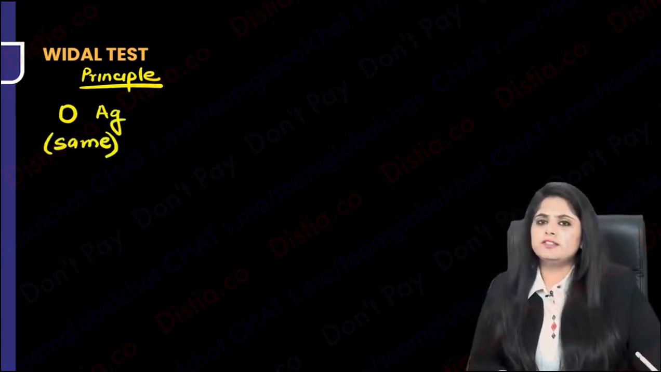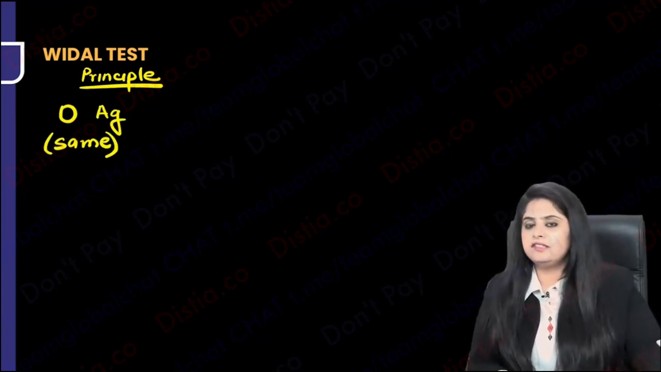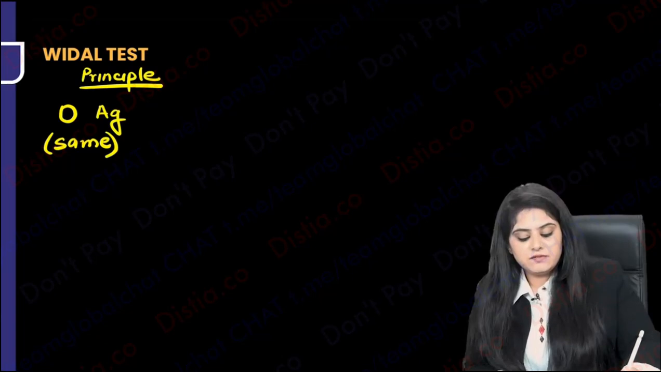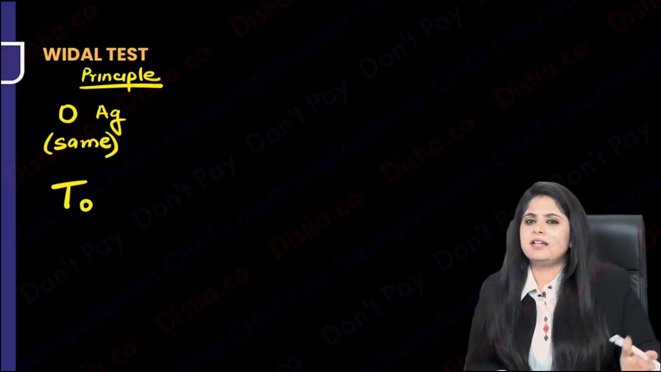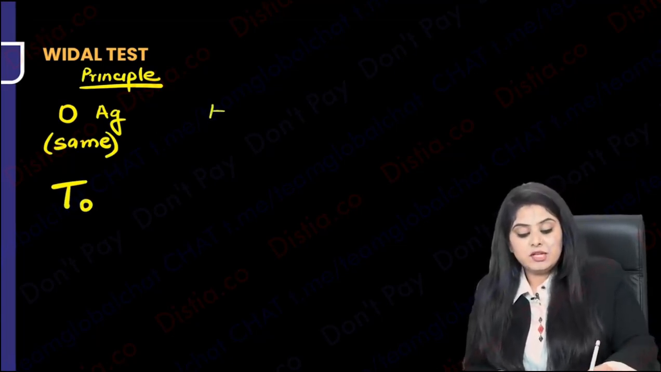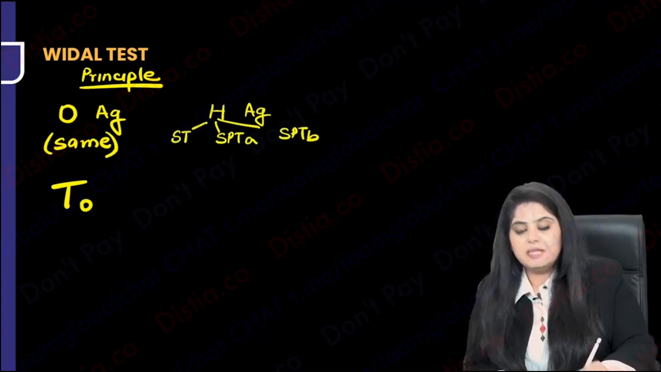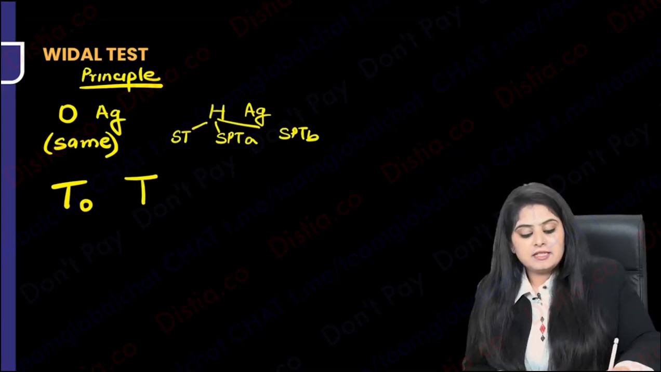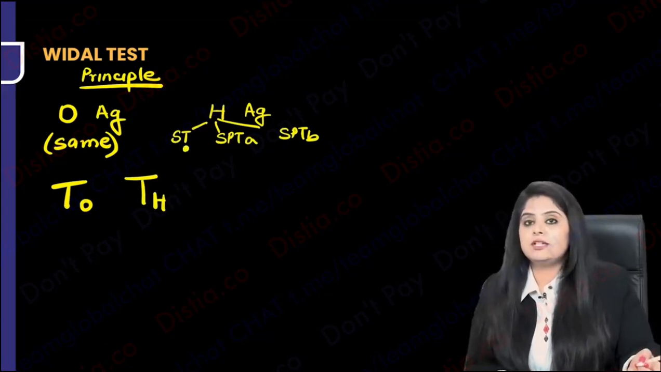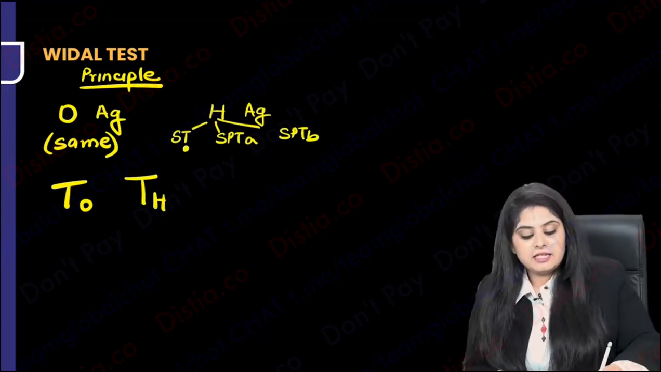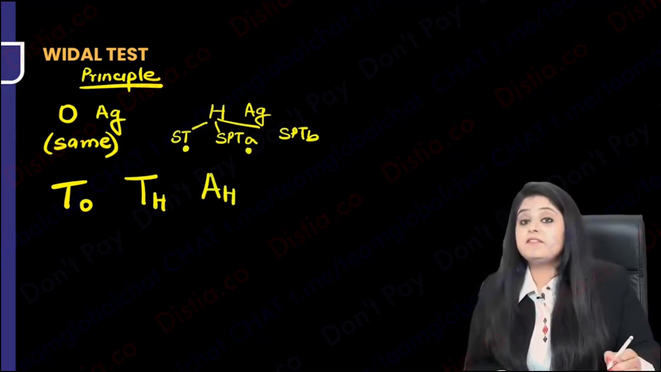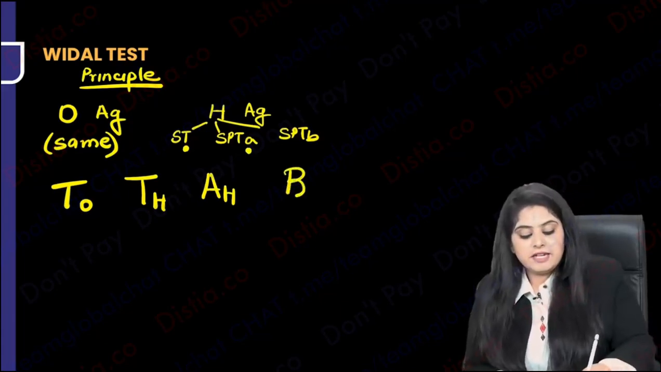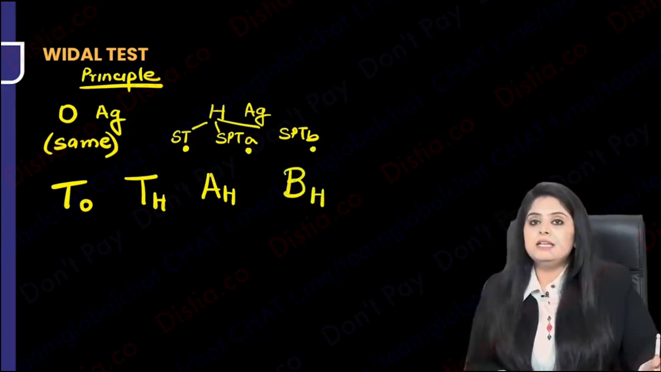O antigen has said, I'm going to remain same for all: paratyphi A, B, C, typhi, for everyone. So I can write, if I write TO, that will mean that this is for typhi, paratyphi, for everyone. But when I'm talking about the flagellar antigen, that is different for Salmonella typhi, Salmonella paratyphi A, Salmonella paratyphi B. So how do I write it? If I write TH, this means it's for flagellar antigen of typhi. If I write AH, this means paratyphi A's flagellar antigen. If I write BH, paratyphi B's flagellar antigen.